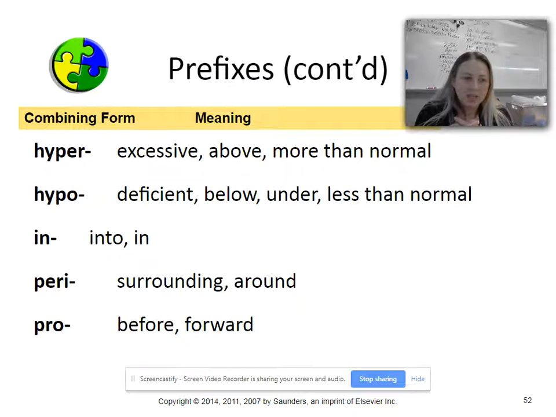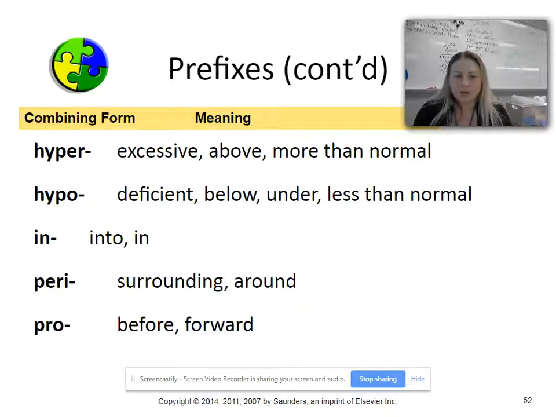In means into or inside, interior. Peri, like a perimeter, it's around. We learned with periodontics that they work with the structures around and supporting the teeth. Peri, like a pericardium, is the sac that surrounds the heart. Surrounds, pericardium.